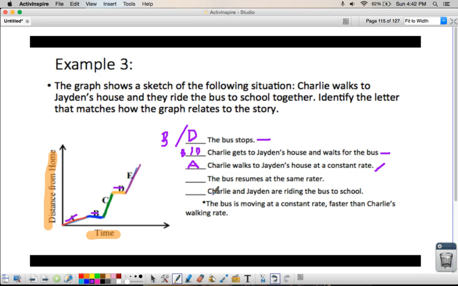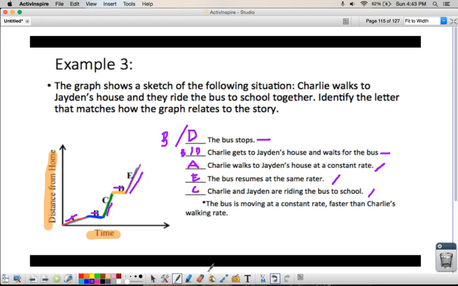So it says the bus resumes at the same rate. So if it's resuming, that means it's speeding up, it's increasing. So we're looking for a line that looks like a line before it. And it looks like E looks a lot like C, so this one would be E. Charlie and Jaden are riding the bus to school. That would be C. It's our only one left. And it's the same rate as E.